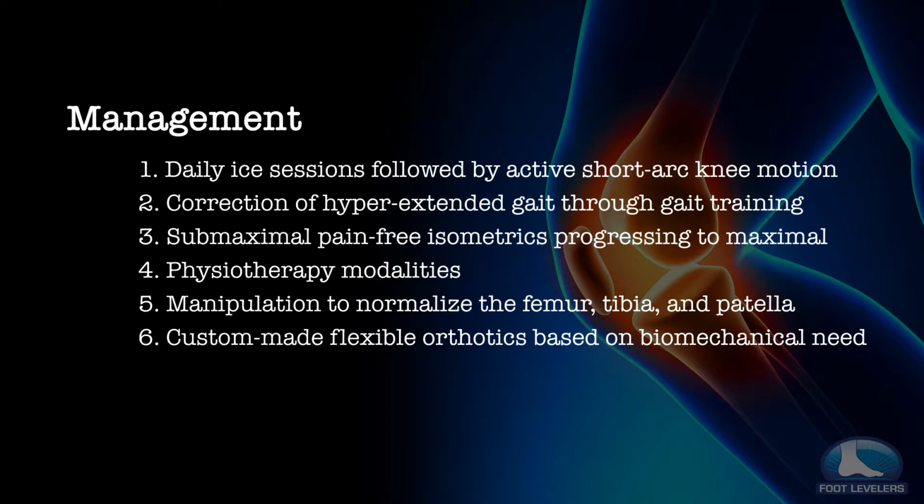Chiropractic management of this case involves: one, daily ice sessions, 20 minutes at a time, followed by active short arc knee motion. Two, correction of the hyperextended gait through gait training. Third, submaximal pain-free isometrics progressing to maximal. 4, physiotherapy modalities. 5, chiropractic adjustments to normalize the femur, tibia, and patella. Six, custom-made functional flexible orthotics based on biomechanical need.